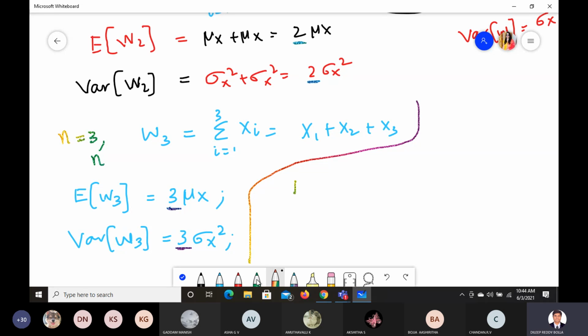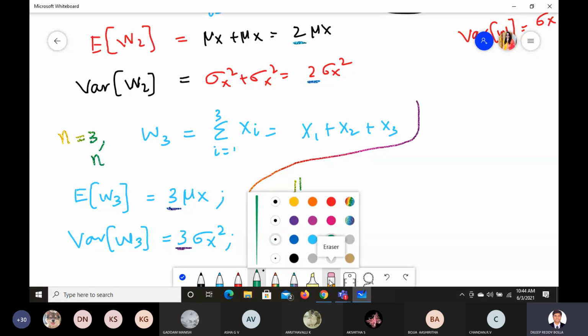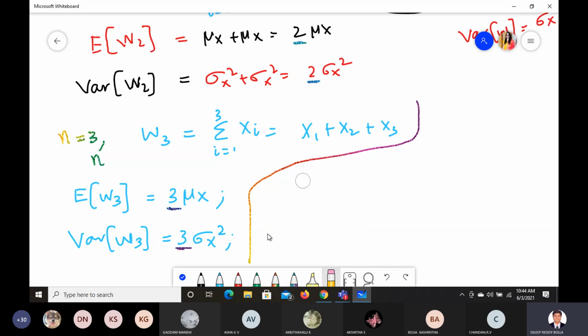Can anyone say this answer? Which means expectation of Wn is what I want to find here, and then I want to find variance of Wn. If you say this is done, today's topic is done.